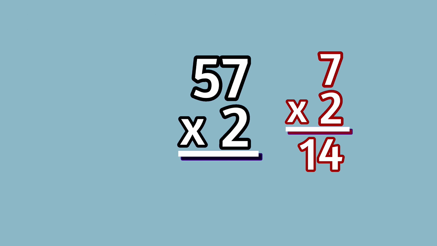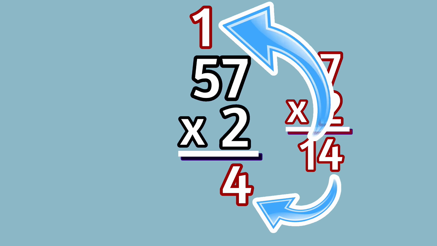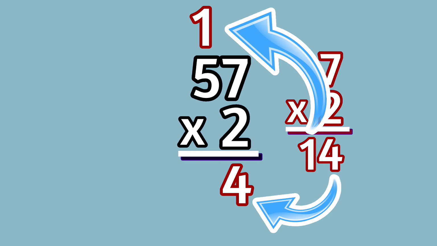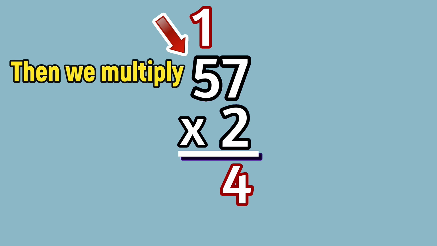14. Great. But 14 is a double-digit answer. What do we do? Well, we write the 4 down here in the ones place and put the 1, which is a 10, up here at the tens place. That's called regrouping. The 4 in 14 stays down here like we've been doing, and the 1 is carried up here.